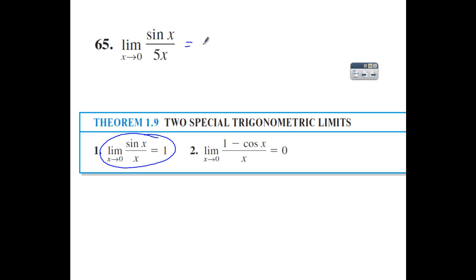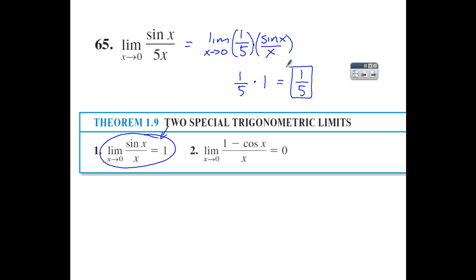So I'm going to set this equal to the limit as x goes to 0 of 1 over 5 times sine x over x. Now, when we're evaluating limits, I can take the limit as x goes to 0 of 1/5, the constant. That's 1/5. And then the limit as x goes to 0 of sine x over x, which is this. And now I multiply it by 1. 1/5 times 1 is just 1/5.